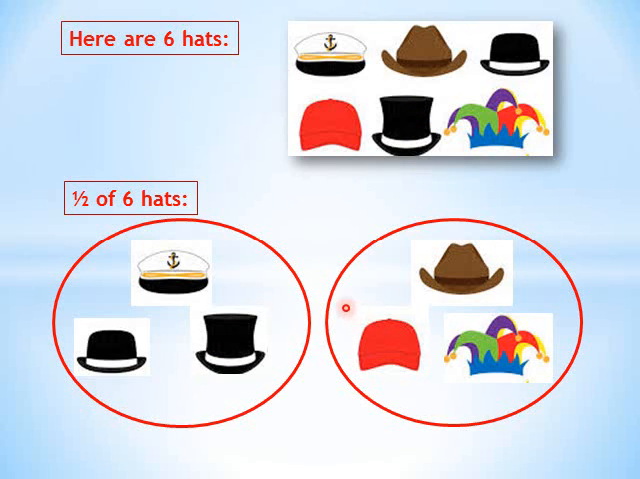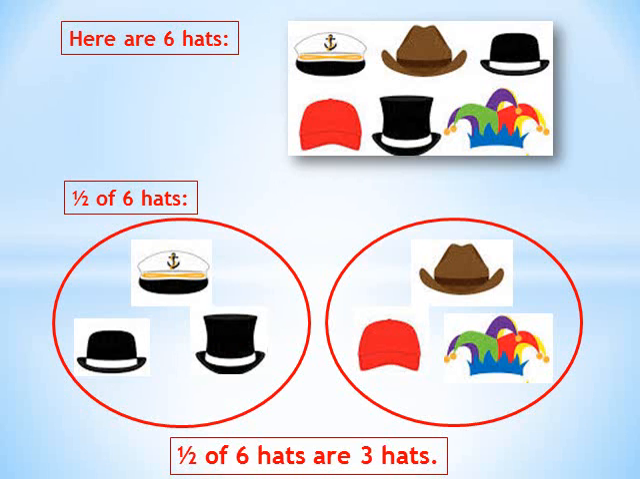So what is half of 6? Half of 6 is the number of hats in each of these two groups. In each group I have 1, 2, 3. This is the first group. Second group, 1, 2, 3. So half of 6 is 3. Half of 6 hats are 3 hats.